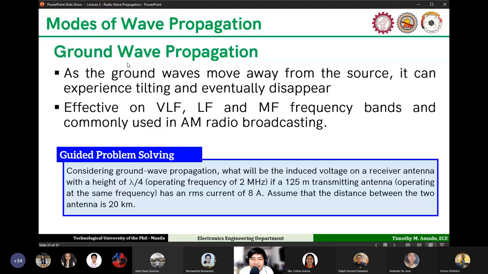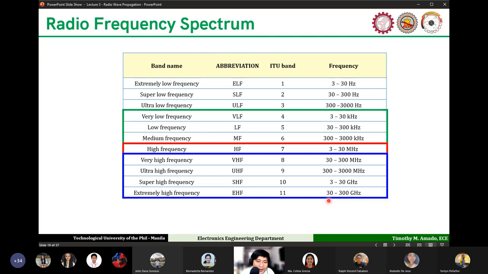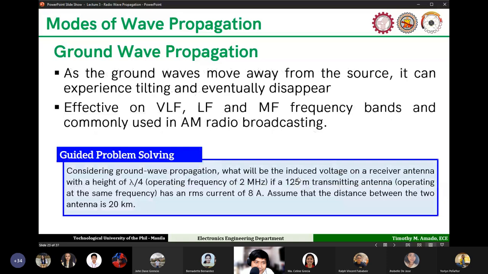Okay. So, ground wave propagation is good, but what do you think is the limitation? The limitation of ground wave is that it can only be used for VLF, LF, and MF. These are very low frequency bands. And to take advantage of the modern communication system, we need higher frequencies. For example, television frequency is in the megahertz range. Let's go back here. This is very high frequency already, so it can't be used with ground wave. Usually ground wave is for AM radio broadcasting.